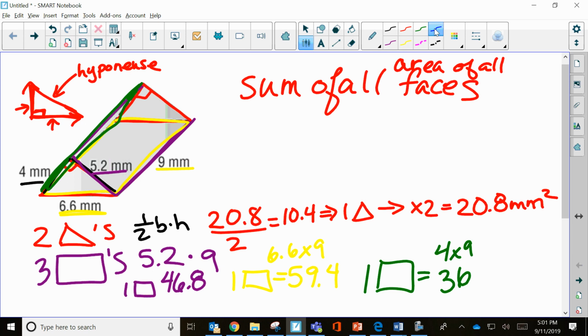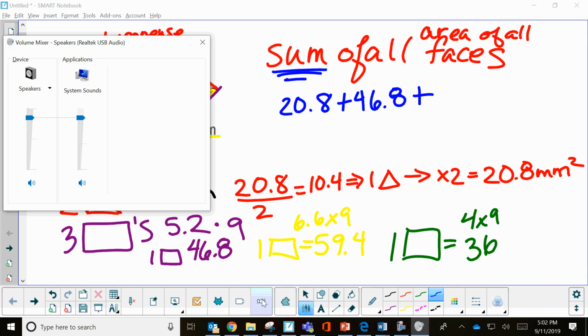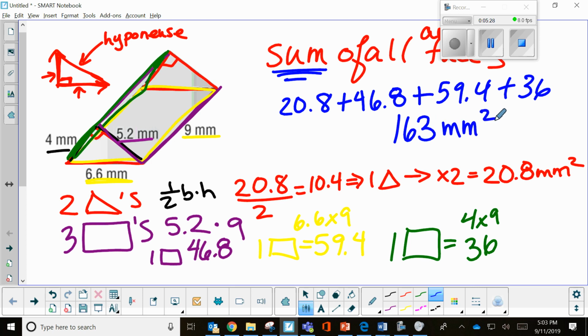So now I have to add them all up, okay, right? Because it's the sum. Okay, so I add 20.8, 46.8 plus 59.4 plus 36, and I get a total of 163, and that is millimeters squared because it is area.